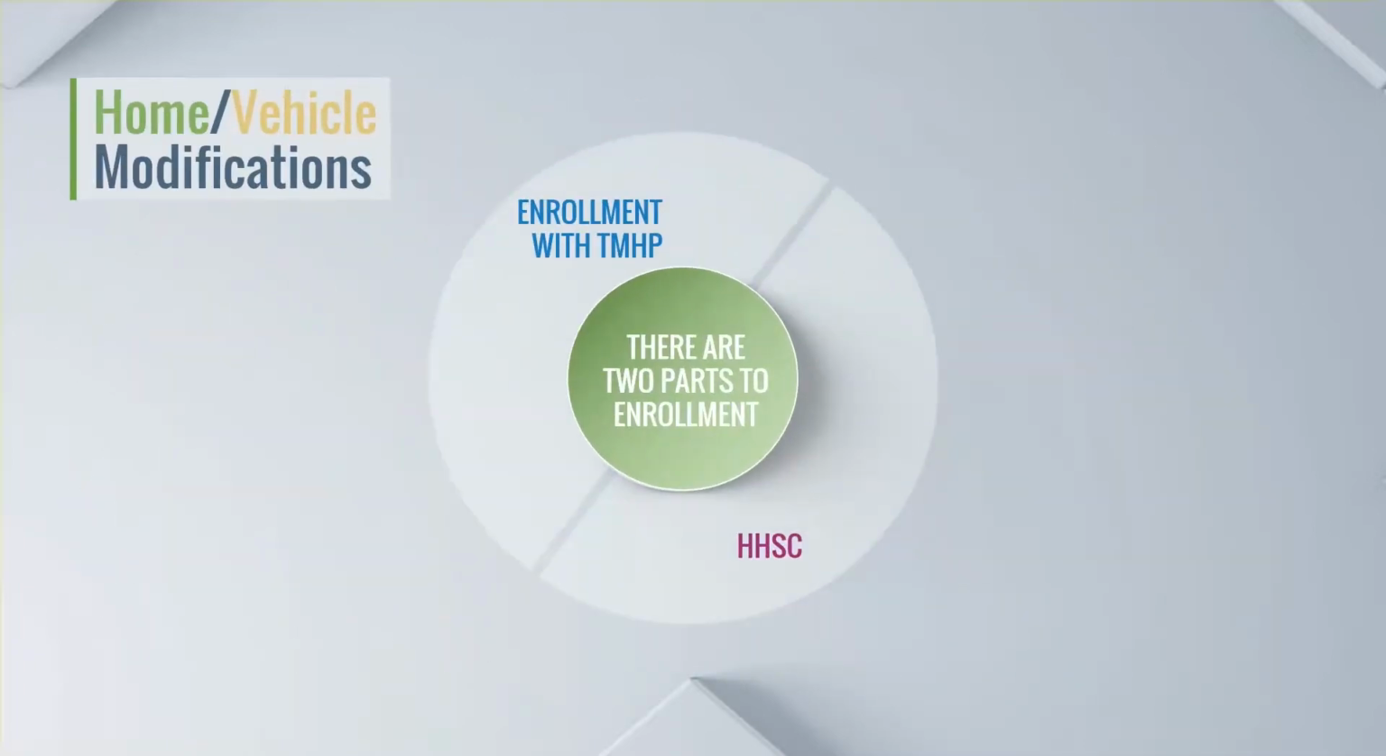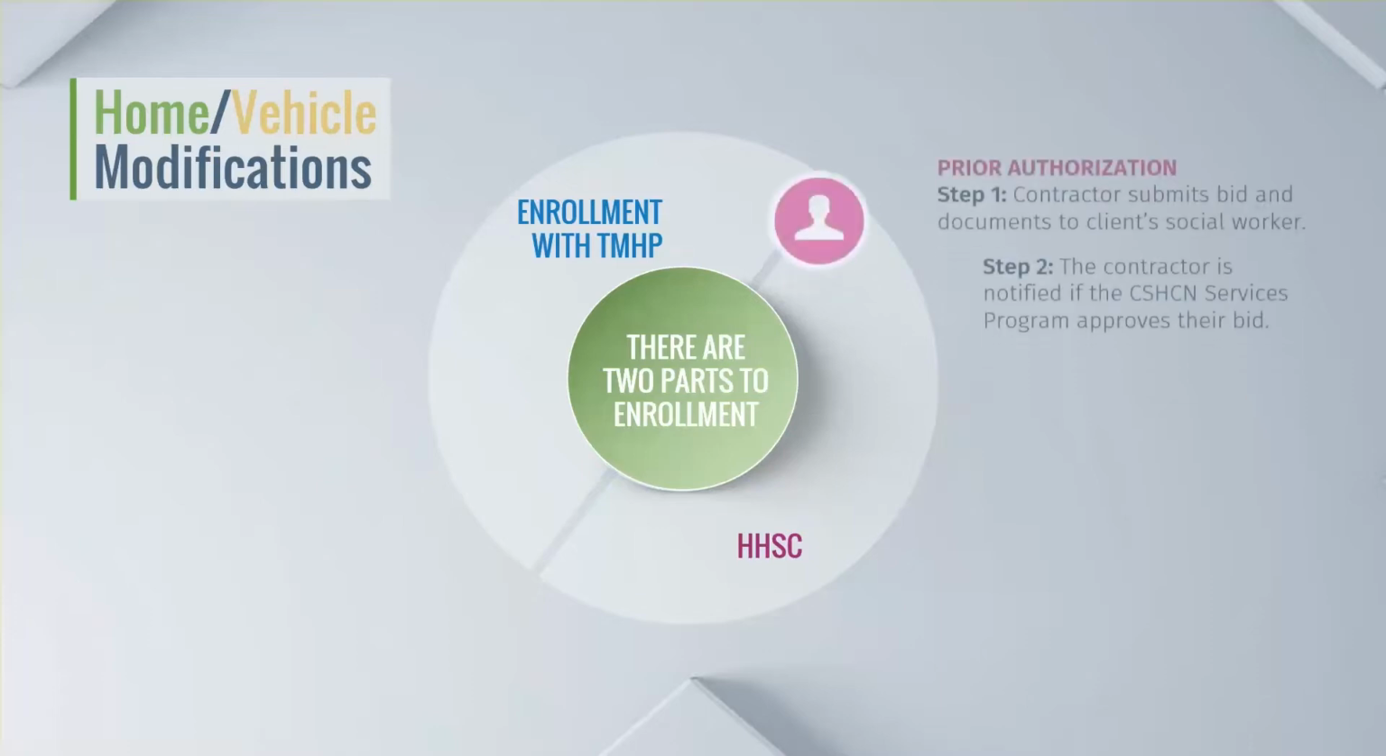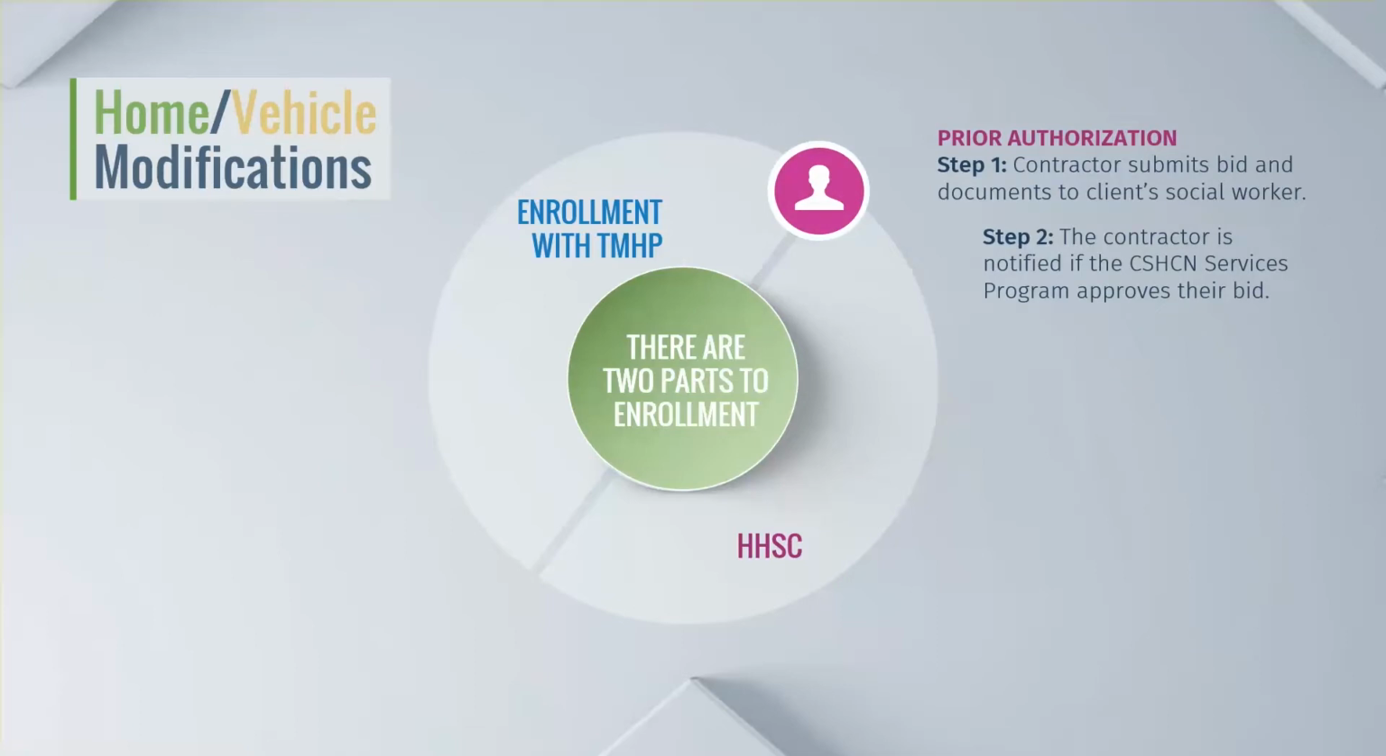Our next diagram explains the enrollment process for home and vehicle modification providers. Step 1. All family support services must have prior authorization by the CSHCN Services Program. This means that the contractor must receive written authorization from the program before they can provide family support services to a child or family member enrolled in the program.